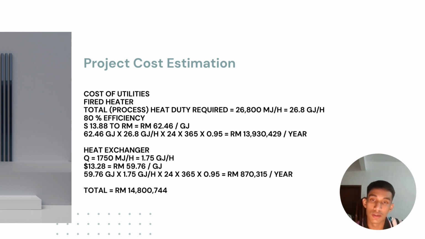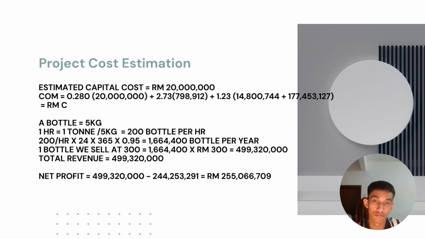Right, so for the next one is heat exchangers. For the heat exchangers, the flow rate is 1754, which is 1.75 gigajoule per hour, and then convert it to Malaysian ringgit, which is 69.76 ringgit Malaysia per gigajoule, and then for a year, we'll use around 870,350 ringgit. So the total is around 40 million, as opposed to 15 million.